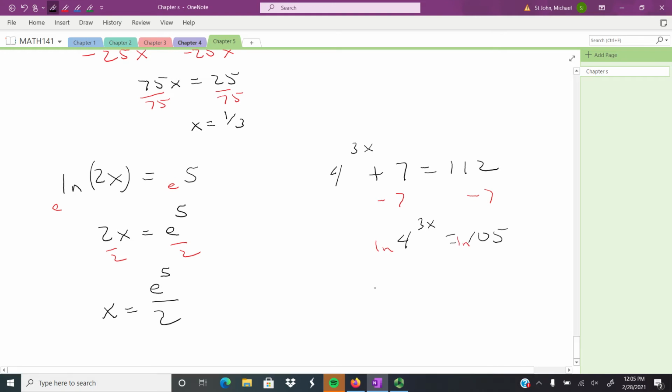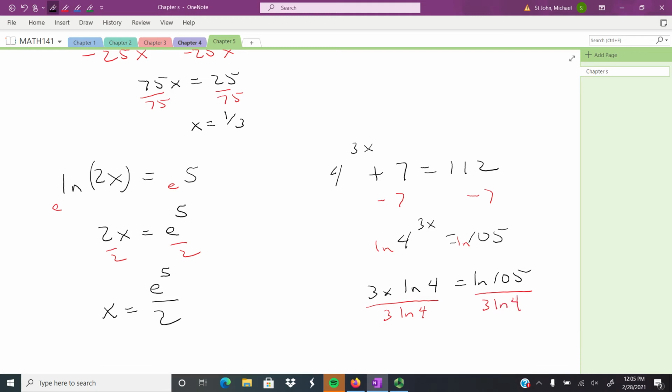So this becomes 3x natural log 4 equals the natural log of 105. Okay. And then we want to solve for x, so we just divide by everything that's not the x. So I can divide this by 3 ln 4. Divide this by 3 ln 4. And we get x is going to be 1 point, and I rounded this one to a few places. We get that answer.